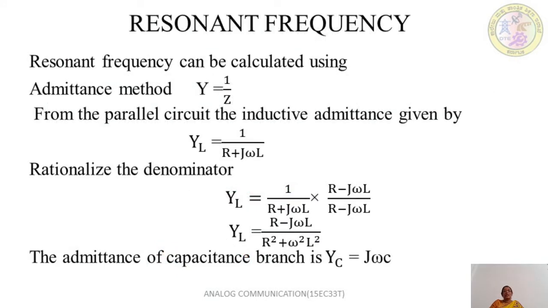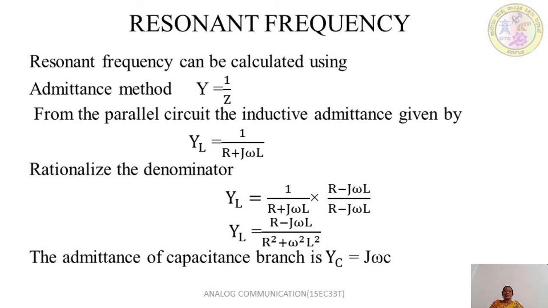Next, coming to resonant frequency. See here, in a parallel resonant circuit, the resonant frequency can be calculated by using the admittance method. Admittance is the reciprocal of the impedance. Y is equal to 1 by Z.